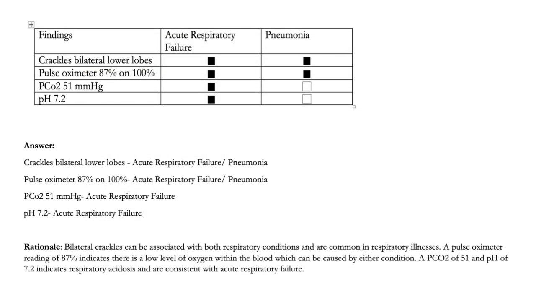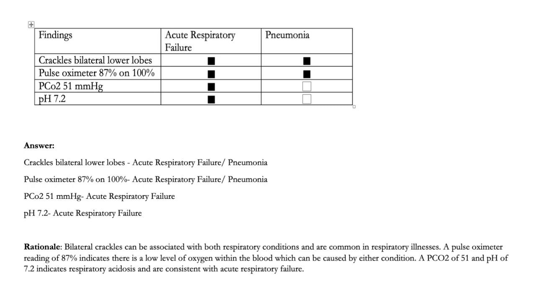The answers for question 2 are: crackles bilateral lower lobes is consistent with acute respiratory failure and pneumonia. A pulse oximeter of 87% on 100% is consistent with acute respiratory failure and pneumonia. A carbon dioxide of 51 is consistent with respiratory failure, and a pH of 7.2 is also consistent with respiratory failure.